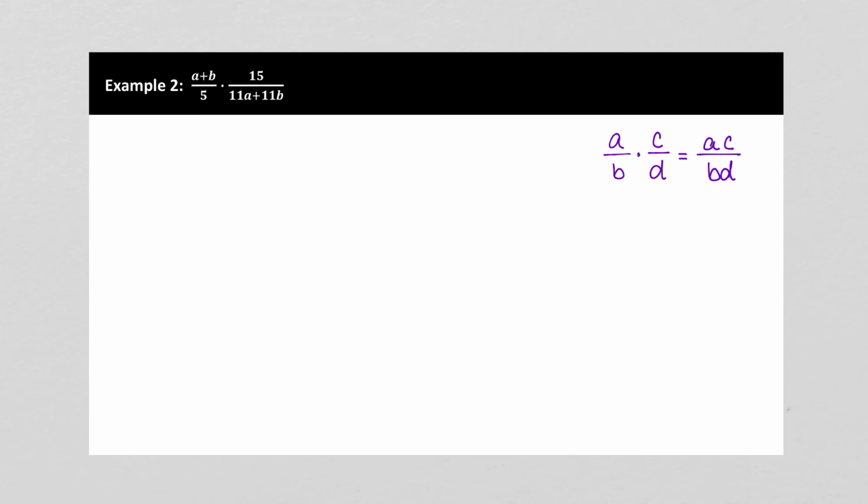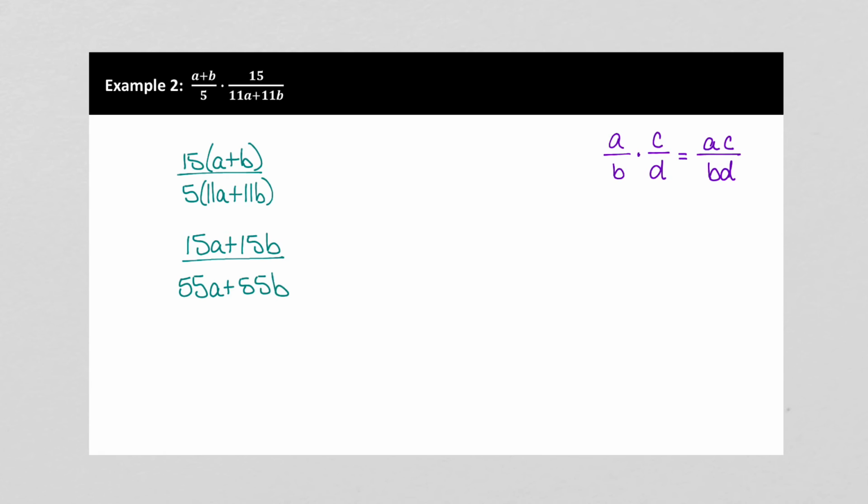So here we'll have on the top 15 times a plus b, and on the bottom, 5 times 11a plus 11b. Distribute, so we'll have 15a plus 15b, and on the bottom, distribute the 5, 55a plus 55b. Now, you would think, well, we could just stop there.